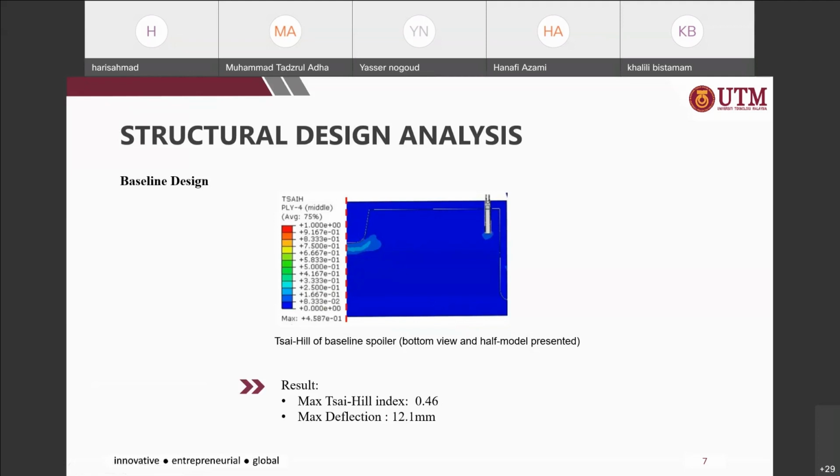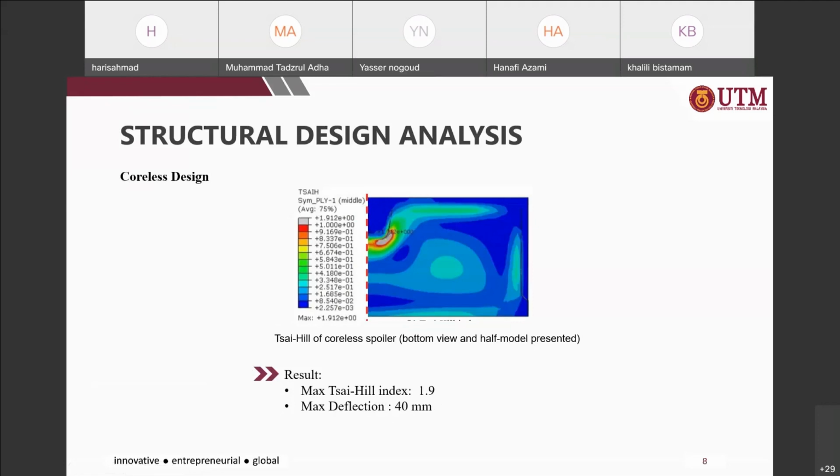Before we impose the rib and spar, first we simulate the spoiler without anything, without any honeycomb or any stiffeners inside it. By performing this simulation, we obtain a maximum Tsai-Hill index of more than 1, which is 1.9, which shows that this structure has failed. And the maximum deflection is 40 millimeters.